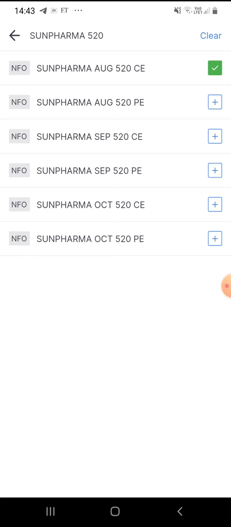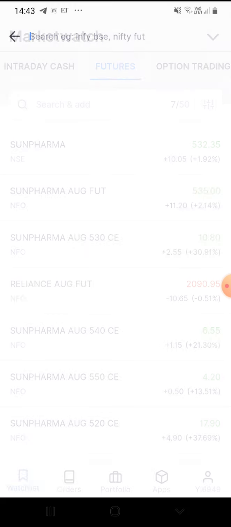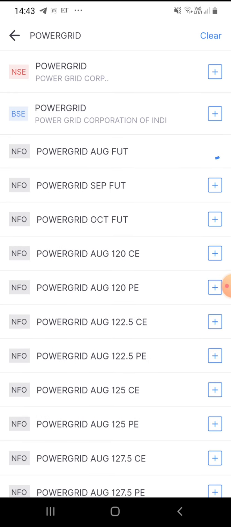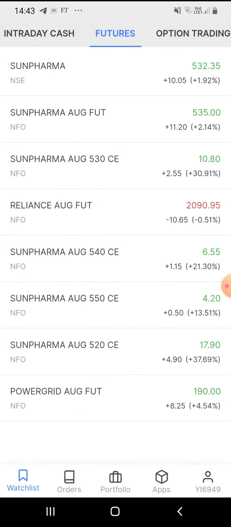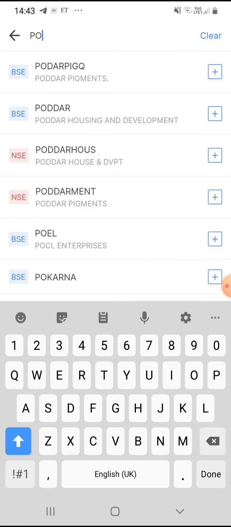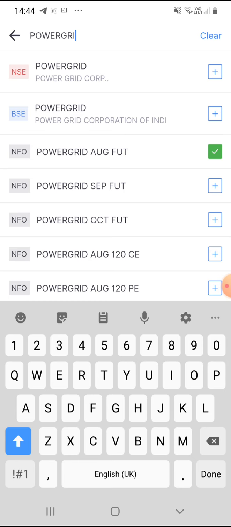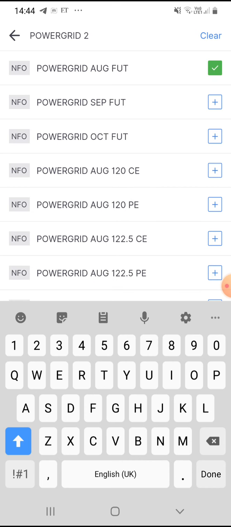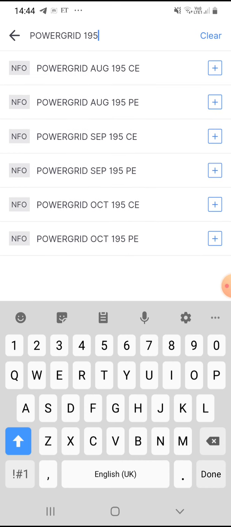I'll show you examples. For Sun Pharma, you got that. For example, Power Grid is a company, and we selected its future. 190 is the real value, so it is below 300. Just type the strike first. 190 is the real value, 200. Yes, it has that one, 200 CE. Just type 195. Yes, you can see 195 CE, right?